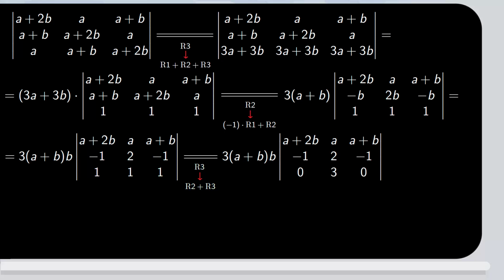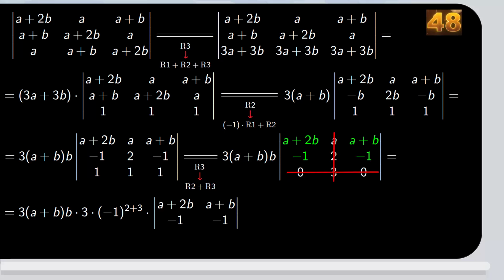Now we can easily develop the determinant by the third row. We copy 3 times a plus b times b. In the third row, we only have this non-null element. The determinant is 3, and for its adjoint, it's in the third row and second column, -1 raised to 2 plus 3. This is multiplied by the determinant that results from eliminating its row and column. And there it is. To finish off, -1 raised to 2 plus 3 is -1 raised to 5, which is -1, multiplied by this 3 and this 3 to give -9.